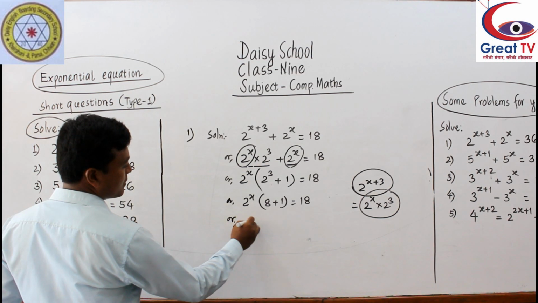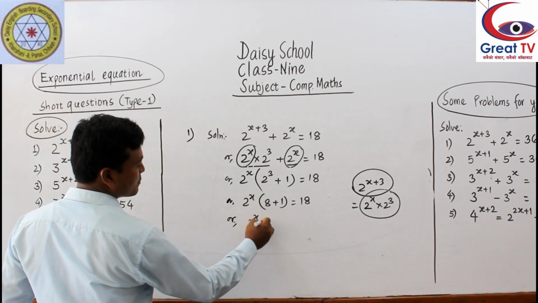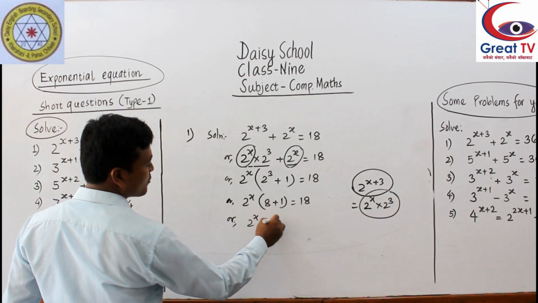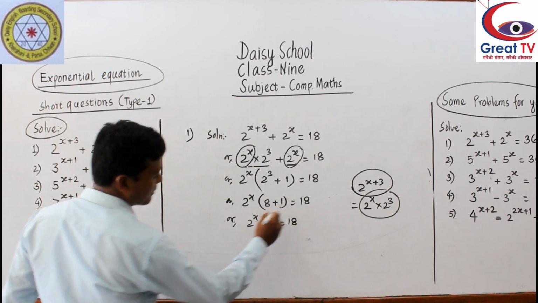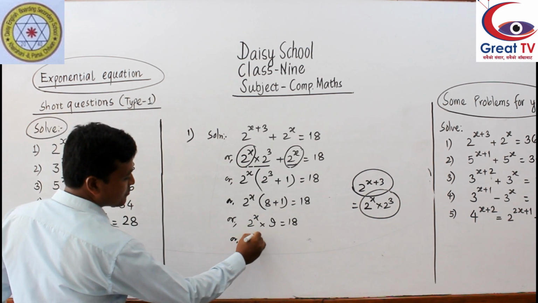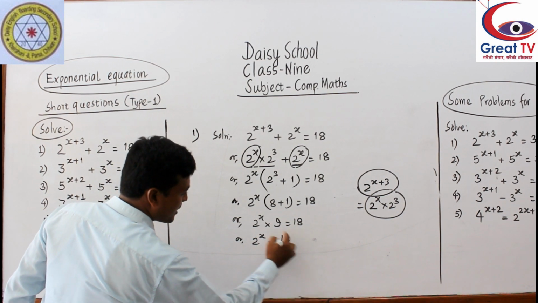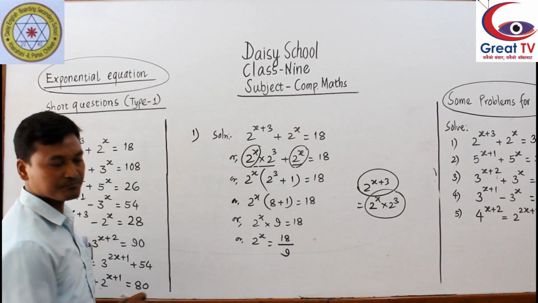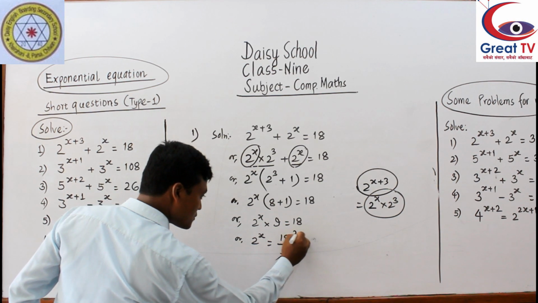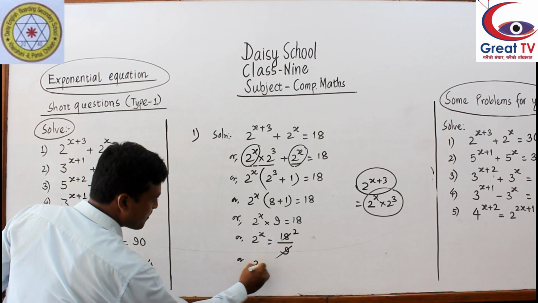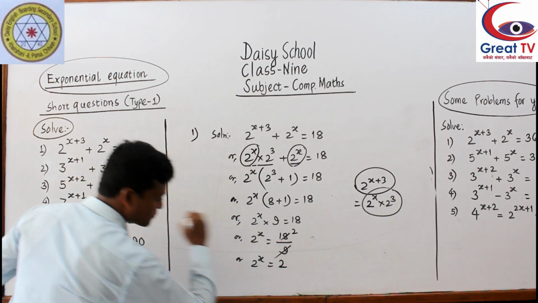After this, 2 to the power x stays the same. Here there is no sign, so it is multiplication. 8 plus 1 is 9, equals to 18. Then after this, you can simplify easily. 2 to the power x equals to 18 divided by 9. 9 twos are 18, so 2 to the power x equals to 2.